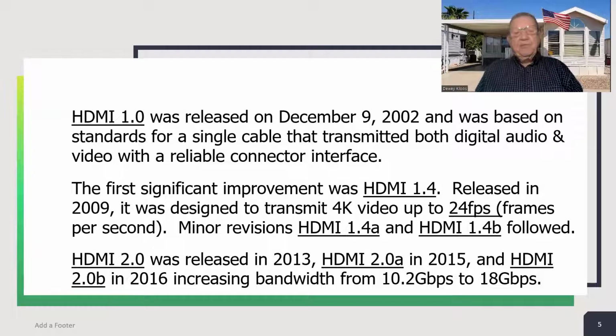The first significant improvement was HDMI 1.4. Released in 2009, it was designed to transmit 4K video up to 24 frames per second. Minor revisions 1.4a and 1.4b followed. HDMI 2.0 was released in 2013, HDMI 2.0a in 2015, and HDMI 2.0b in 2016, which increased the bandwidth from 10.2 gigabits per second to 18 gigabits per second.